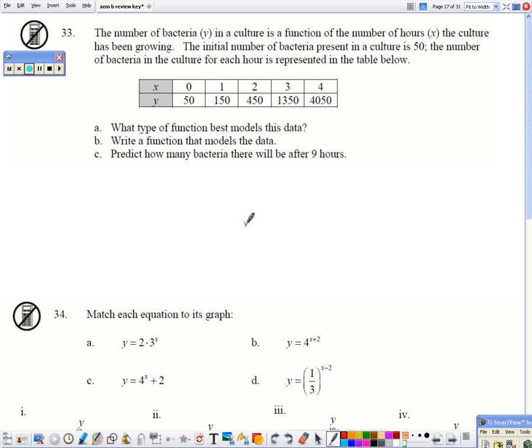Okay, so for 33, again, we're not going to use our calculator. It's a non-calculator problem. Looking at our table of values, 50 times 3 is 150. 150 times 3 is 450, so it's exponential. Here's my a, it's my initial value, and I'm increasing by a rate of 3 to the x.